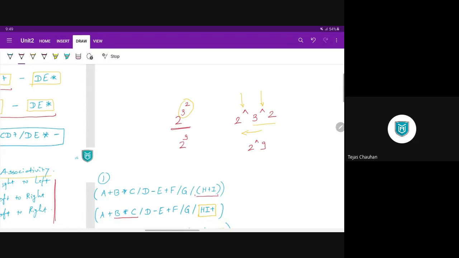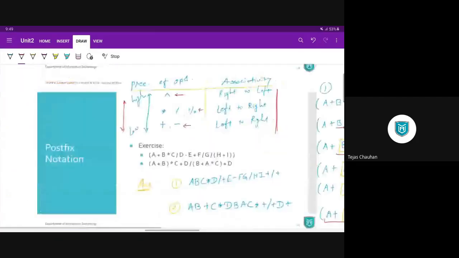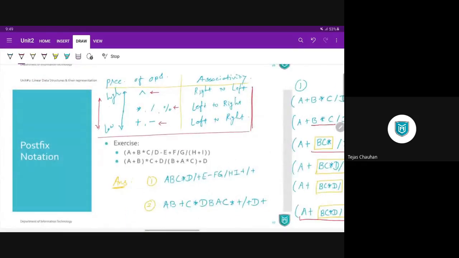Correct? But if you have let's say 2 plus 3 plus 2, then we definitely do this one first and we go left to right. So that is associativity, left to right and right to left associativity. You need to remember this part, which means just write down this portion somewhere, and whenever you are working with this kind of conversion process, you should keep this in your mind, or you can write it down on some rough pages, keep it by your side, and be focused on this one, right?